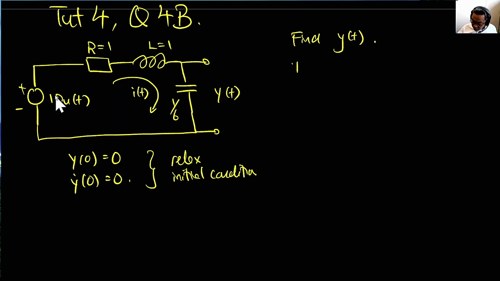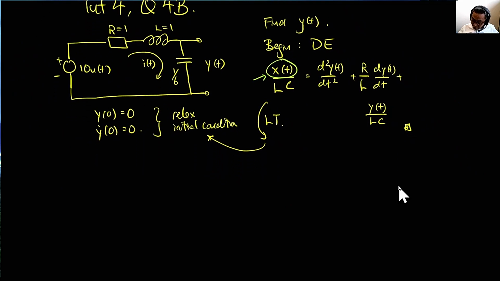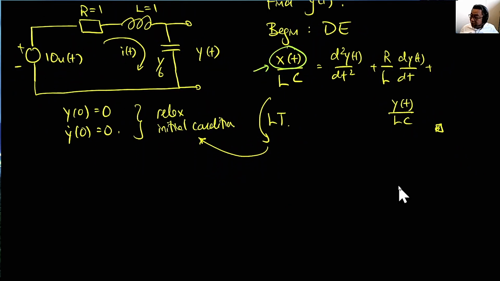We can begin with the previous differential equations, which is this. What we need to do is that when we perform the Laplace transform, we need to use this initial condition as well as the new values of xt, because in the previous question xt was 0, but now it is 10 ut. Let's try.